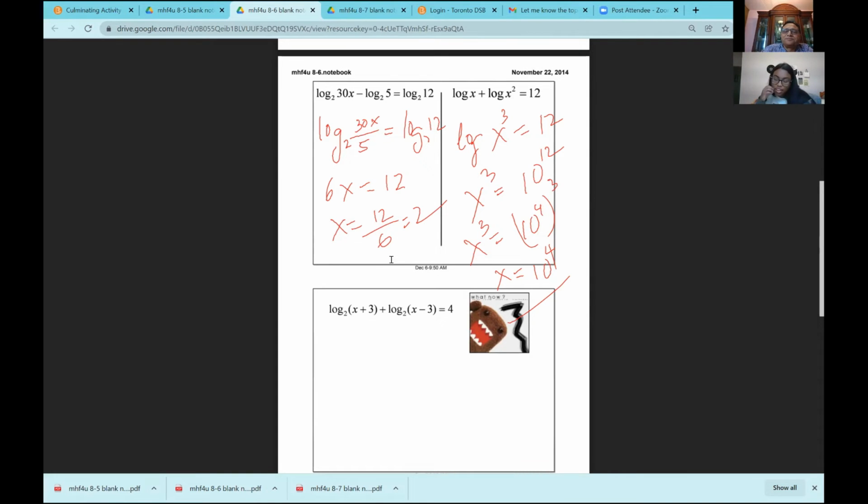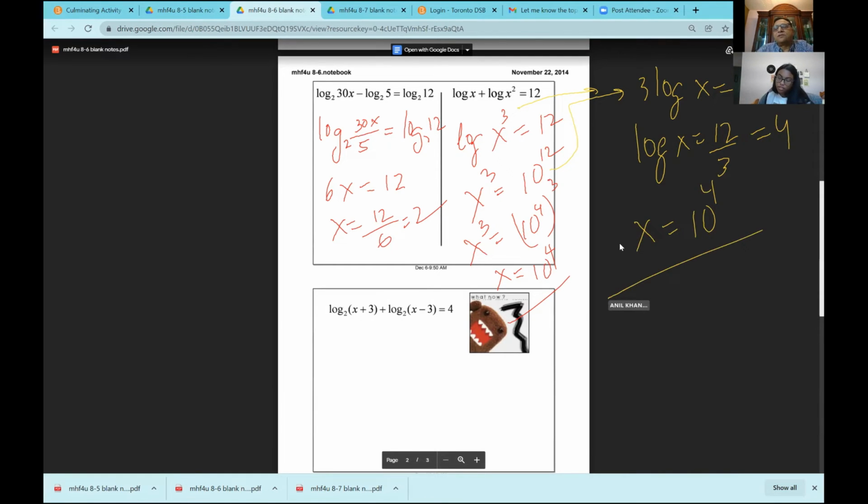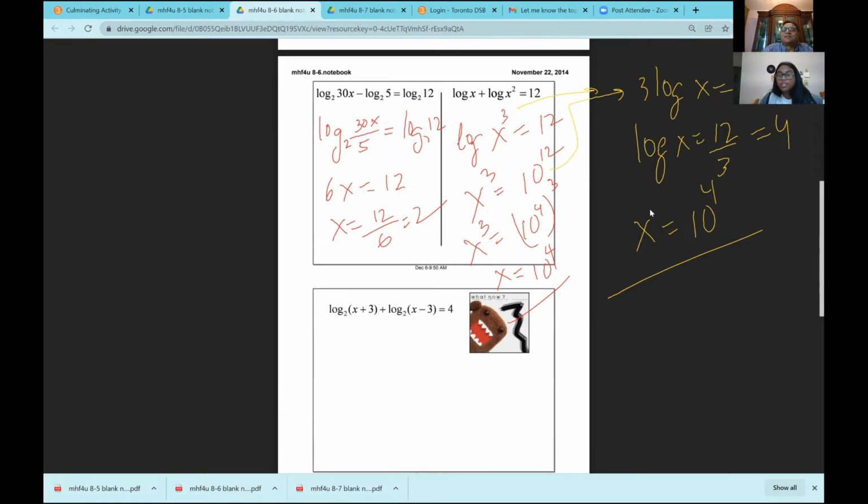Yeah, my teacher did it differently. She moved the 3 in front, so she did 3 log x equals 12. Yes, you could do it like that. 3 log x equals 12, then you'll also get the answer. So let me do that alternate way. After this, we could say 3 log x equals 12. Log x equals 12 over 3, which is 4, correct? So x equals 10 to the power of 4. That is correct. Same answer, correct? Next question, please. Yeah, it's 10 because the base is 10. The default is base 10. Okay.